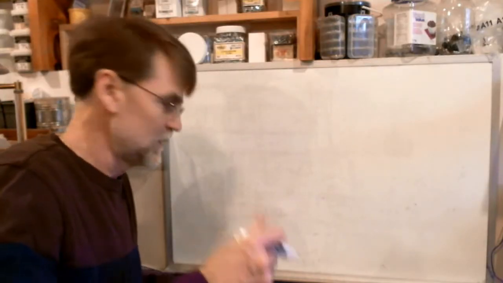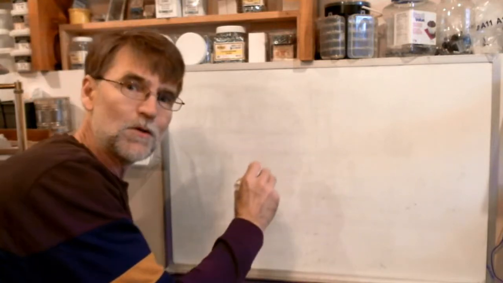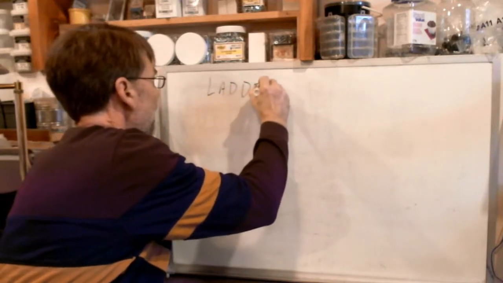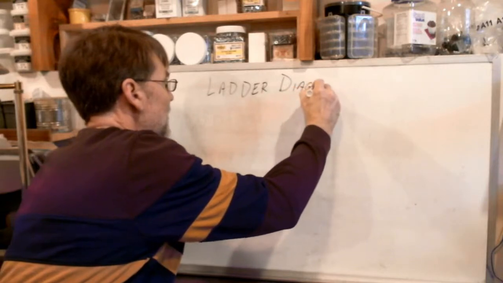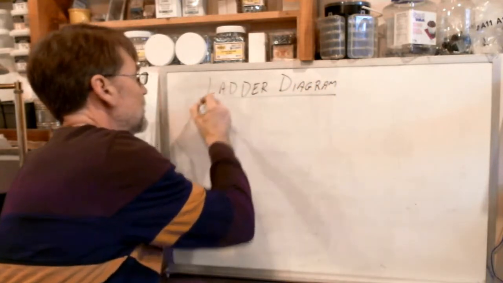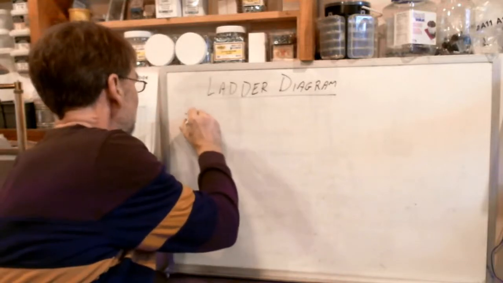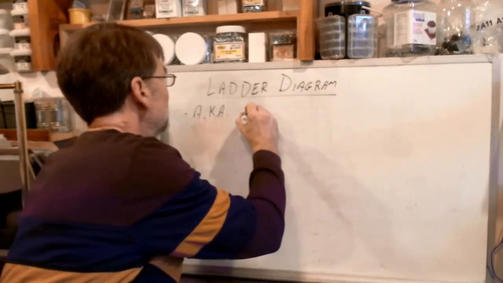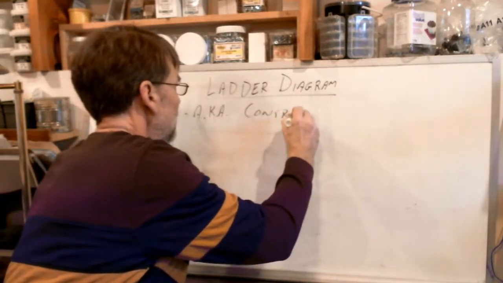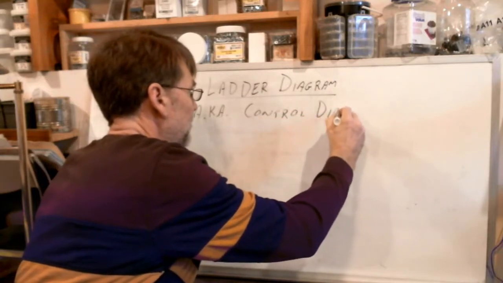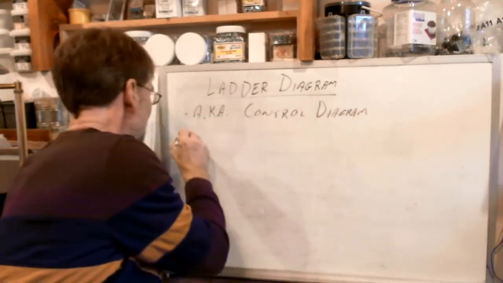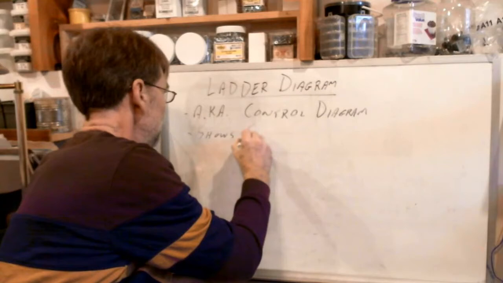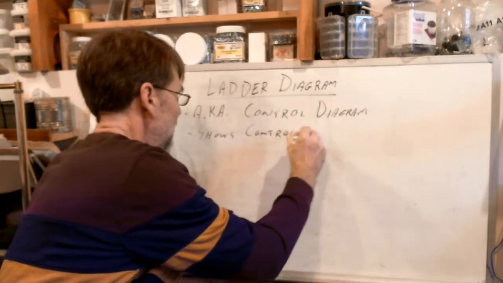Okay, let's move on. So the next type of diagram is probably the most important one for us. It is the ladder diagram, also known as, often referred to as, the control diagram. So you can probably guess what it does. It shows the control circuit.